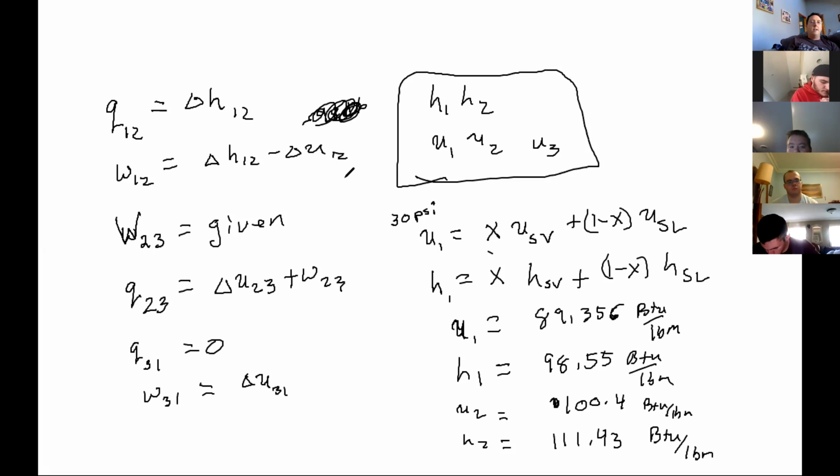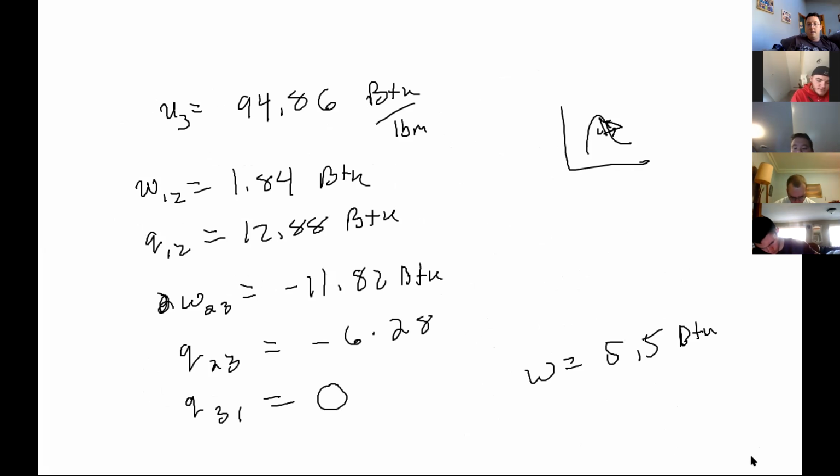All right, we're kind of running out of time here. Let's go through it. Does everybody have the same numbers for H1, U1, H2, U2, and U3? Are those numbers matching? If those numbers are matching, let's just work it all out right here. So I'm going to have Q12, which is delta H12. That's going to be H2 minus H1. Call out those numbers. What was H2 and what was H1?